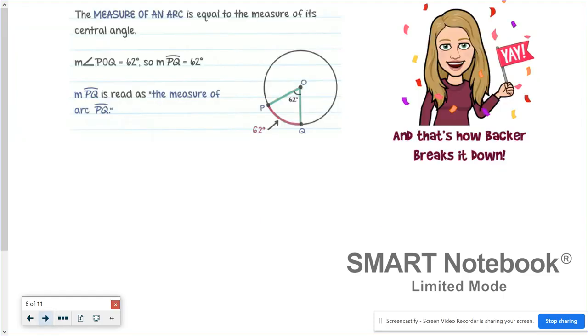So the measure of an arc is equal to the measure of its central angle. And there's 360 degrees in a circle. And that's how Backer breaks it down.